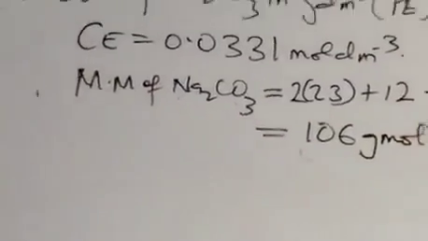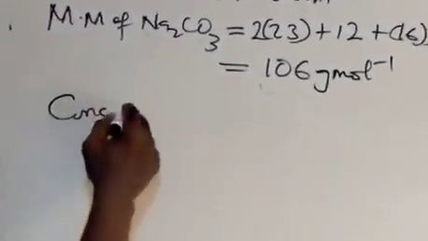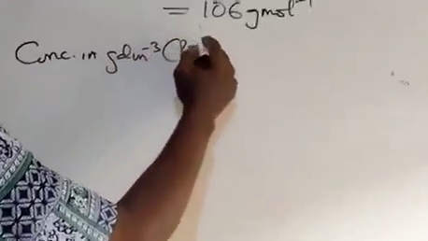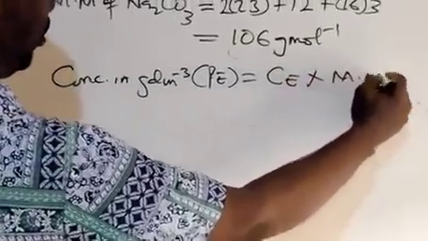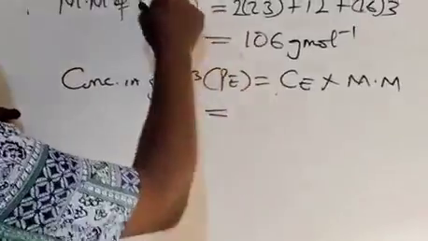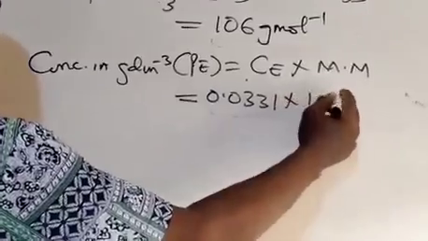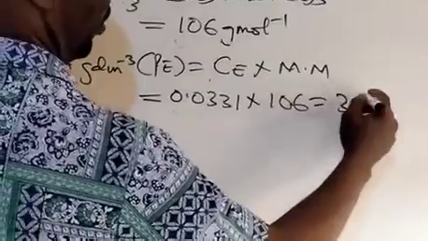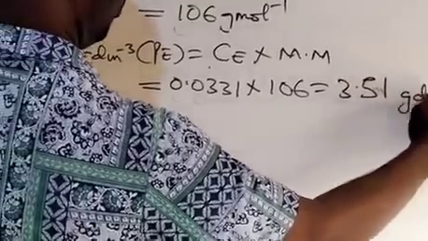They're looking for the concentration in gram per dm cube. You know that the concentration in gram per dm cube, which is called the mass concentration, that is rho E, is given by the molar concentration CE times the molar mass. So making a substitution, our molar concentration is 0.0331. Our molar mass is 106 for the anhydrous compound, and that gives us 3.51 gram per dm cube.